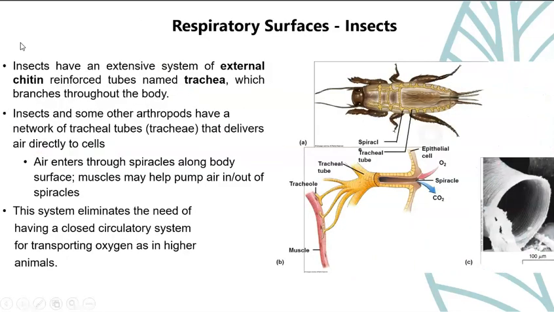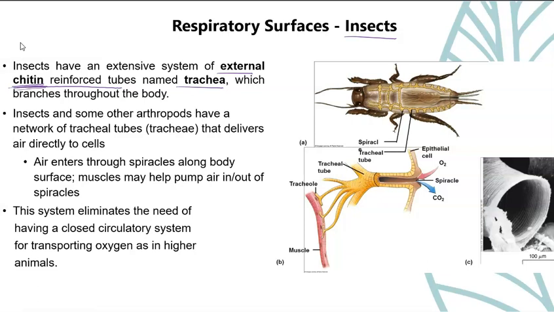Let us look first at insects. Insects have an extensive system of external chitin-reinforced tubes named the trachea, which branches throughout the body. This is the tracheal system of insects. The trachea is a tube made up of chitin, so this structure makes sure that the tube remains open and does not collapse. If it were made up of muscle, it would collapse.